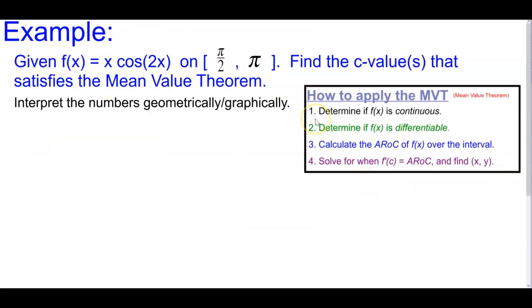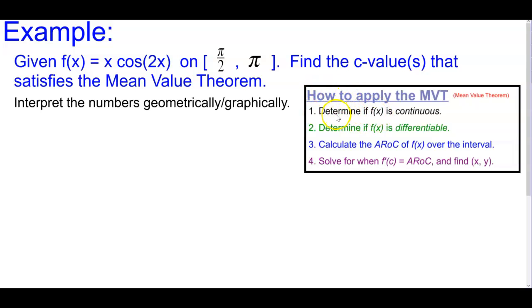This one is definitely more challenging than what we saw yesterday. The function is f of x. It's x times cosine of 2x, so right away, if you're thinking derivative, hopefully you're seeing a product rule and you're seeing a chain rule. It's on the interval. Notice it's the closed interval from pi over 2 to pi. Find the value c that satisfies the mean value theorem. And then we'll look at this both algebraically and graphically.